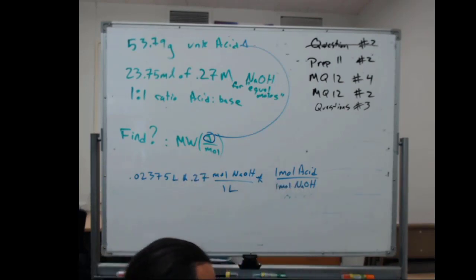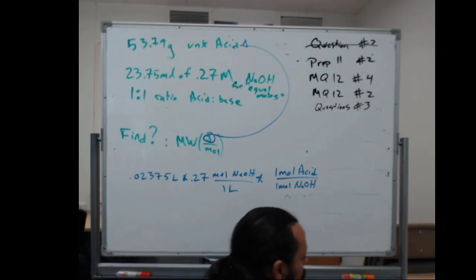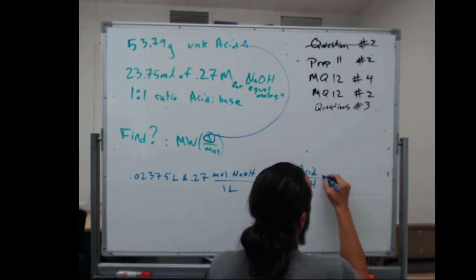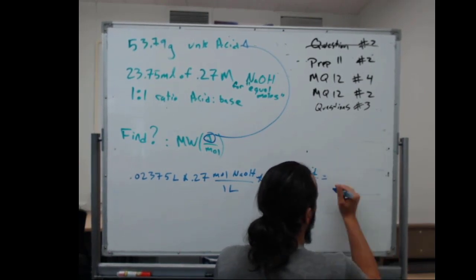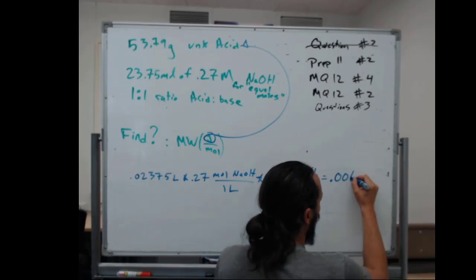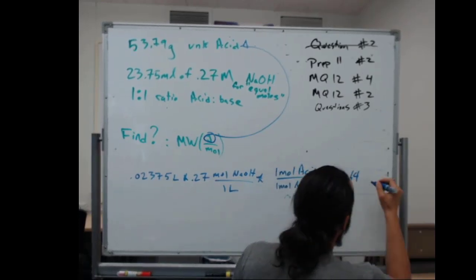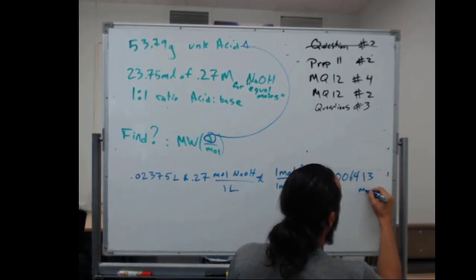Don't like that calculator. 0.02375 times 0.27 times 1. And I get, let's do this, 0.006413 moles.